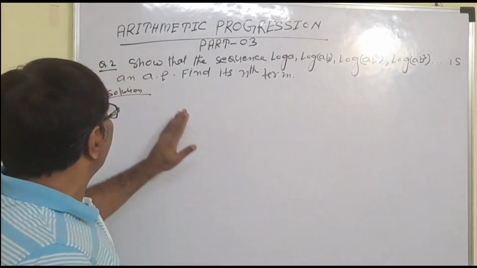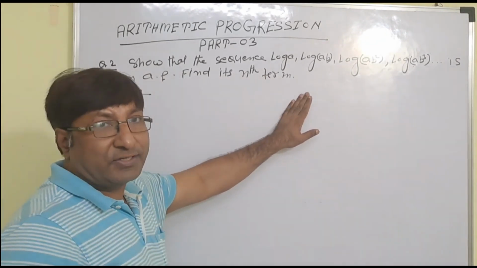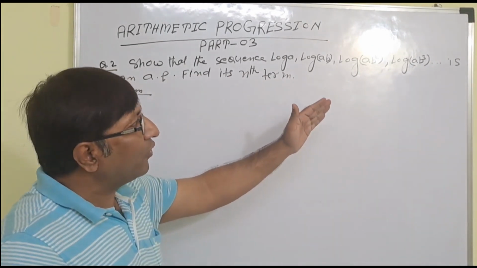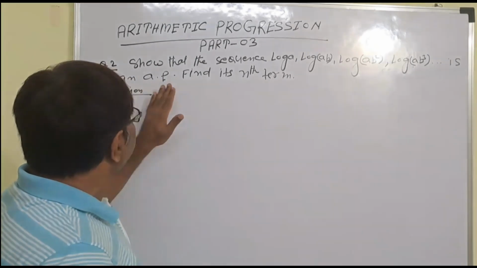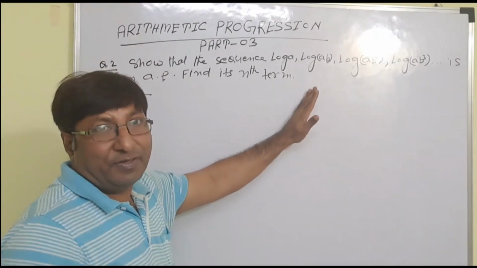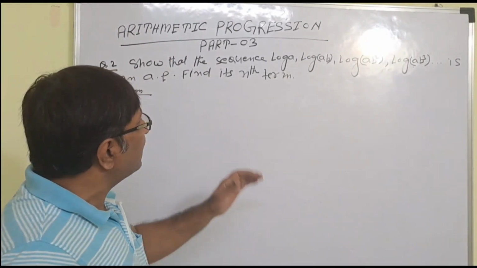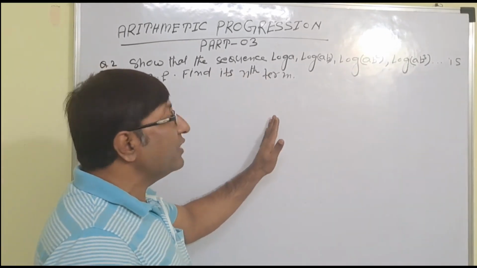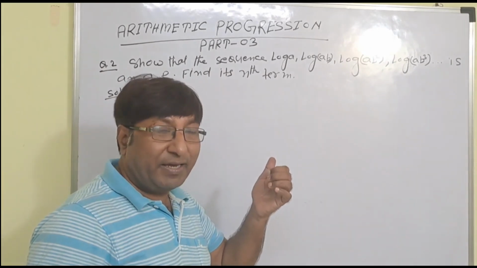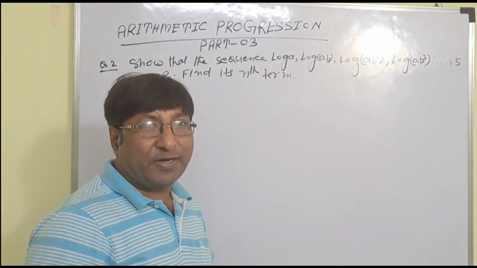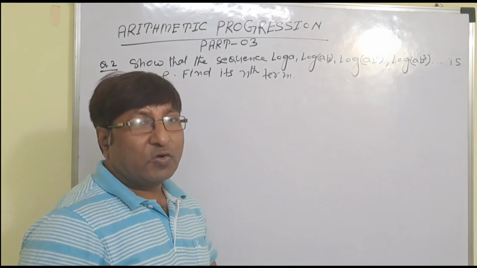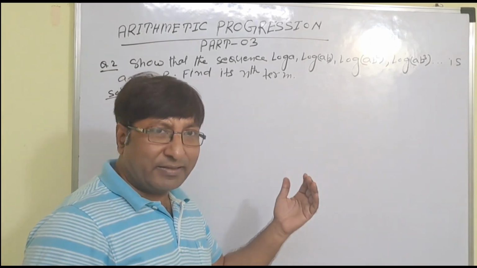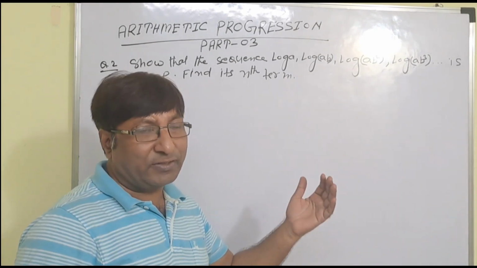Now see the next question. The next question is: show that the sequence log a, log ab, log ab square, log ab cube is an AP. Find its nth term. Again, for this type of question, the simple technique is that we have to check whether the given sequence is an AP. An AP is the type of sequence where the common difference is the same. Second term minus first, third minus second, fourth minus third and so on are always equal.